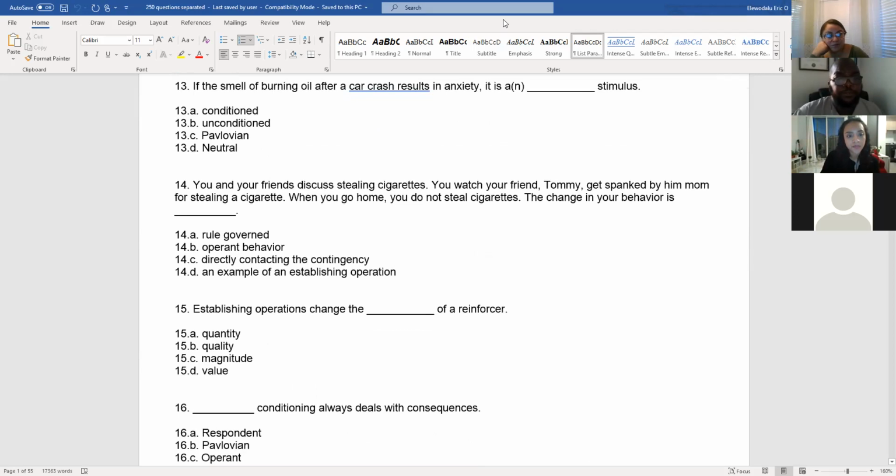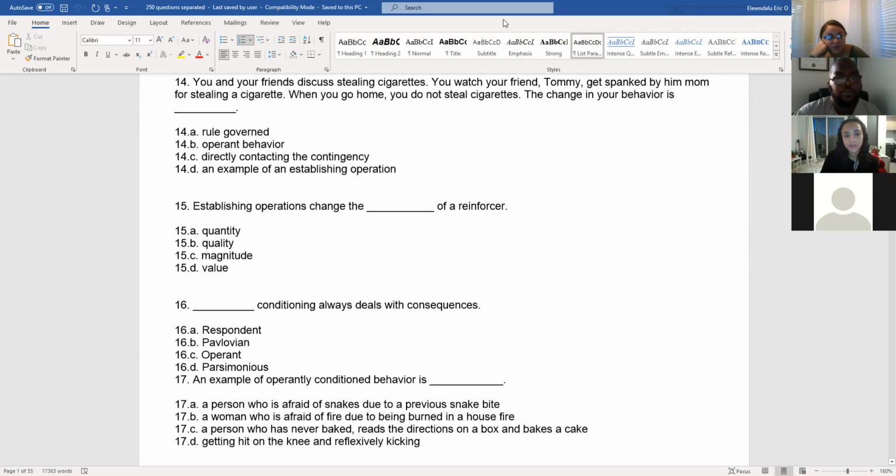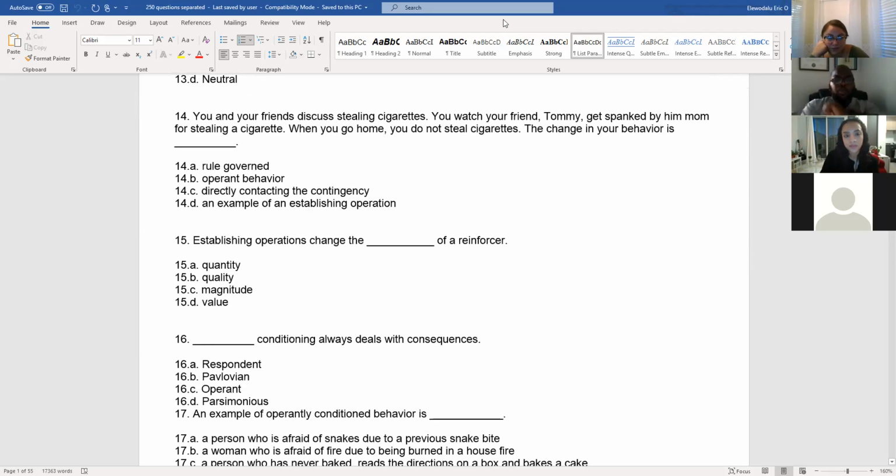You and your friends discuss stealing cigarettes. You watch your friend Tommy get spanked by his mom for stealing a cigarette. When you go home, you do not steal cigarettes. The change in your behavior is rule governed.